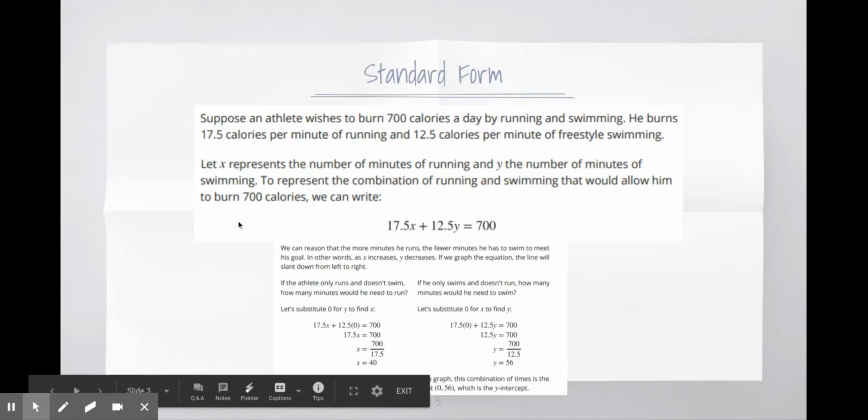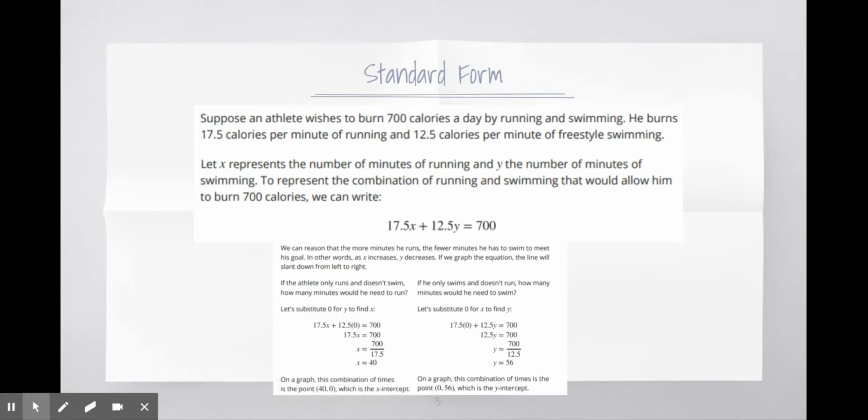So we know that from this situation, an athlete wants to burn 700 calories a day by running and swimming, and he burns 17.5 calories per minute of running and 12.5 calories per minute of freestyle swimming. And we'll let X represent the number of minutes of running and Y the number of minutes of swimming. And so to represent the combination of running and swimming that would let him burn 700 calories, this would be the equation that we would write.